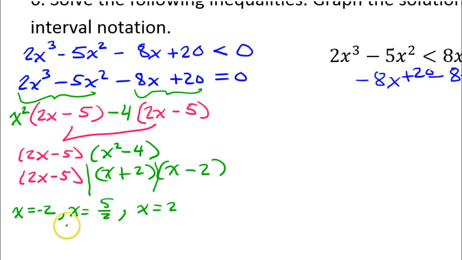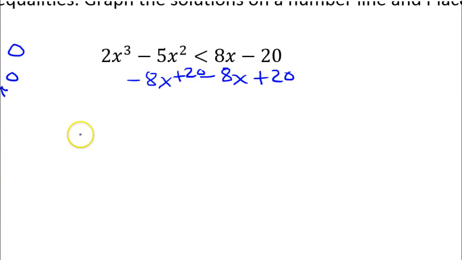So it's time to put these values on a number line. We will put them on the number line as open circles because we just want the values where the function is less than 0. These are the values where the function is equal to 0, remember? So we need to leave them out, and we will show that by making them open circles.